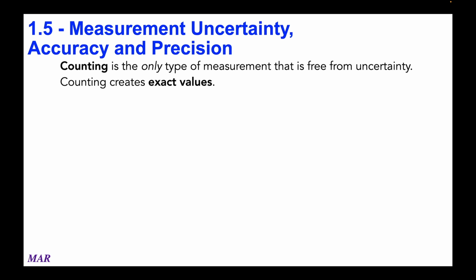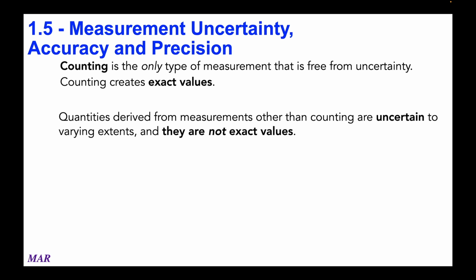So for example, if you have a bunch of dimes on your table, you can count them 1, 2, 3, 4, 5. You can get exact values that way, which is really, really cool. But most of the time, when you measure things, you don't have exact values, which is just crazy. So if you have things from counting, cool. But if you don't have measurements from counting, there's always going to be some uncertainty. They're not going to be exact values.